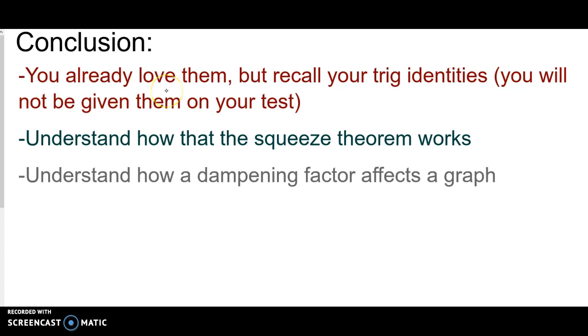Alright, so one thing that we're going to be using coming ahead is our trig identities. So make sure that you recall them. As it says here, you will not be given them on your tests. We want to understand the squeeze theorem and how it works, and also what a dampening factor is and how it affects a graph.